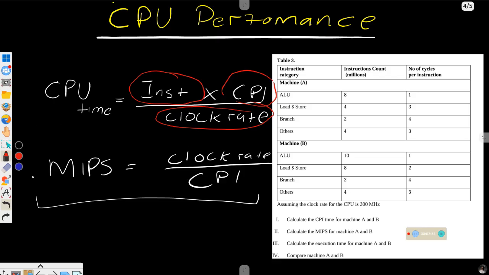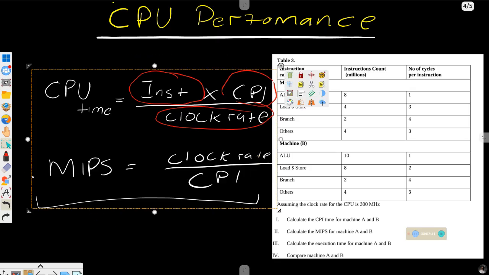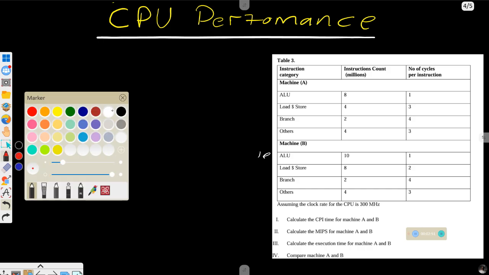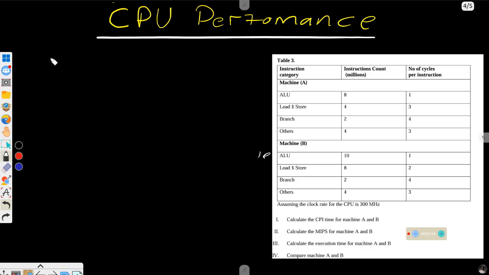Now let's start working on the problem. We are trying to compare two programs. Let's first calculate program A. We're going to calculate everything of program A. On program A, PA, let's start with the CPI, right? Now what is the CPI? How do we calculate it?